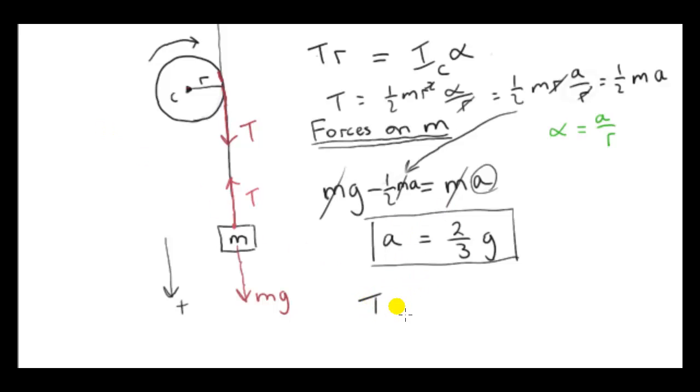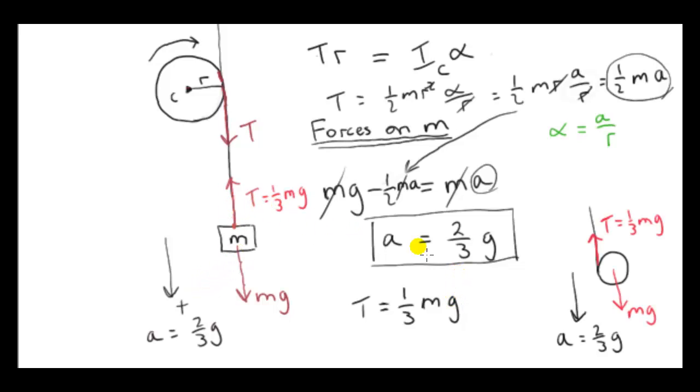Now let's get the tension. Well, let's just go through this again. We have mg minus T equals m times a, where a is 2/3 g. Well, actually it's much easier just to plug into T equals half m a, so half times m times 2/3 g, so the tension is 1/3 mg.